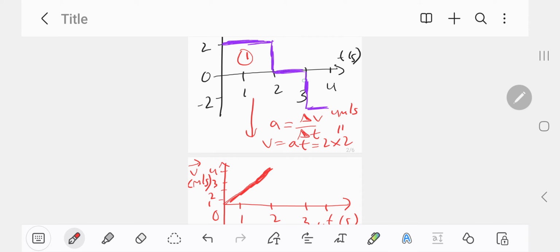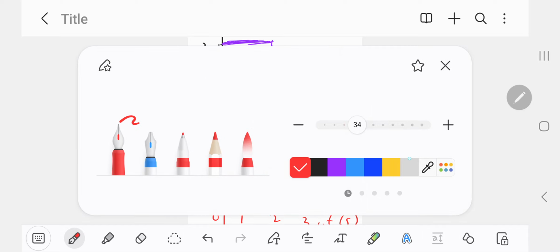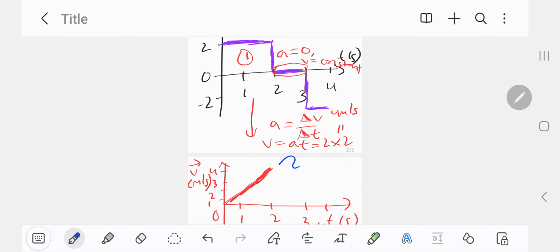Okay, what about 2 to 3 seconds? What's happening here? Well, here, if there's 0 acceleration, it means the velocity is constant. Remember what I said before? If you're moving at the same speed, your acceleration is 0. So it stays at 4 for the next second. So between 2 and 3 seconds, the velocity stays the same.